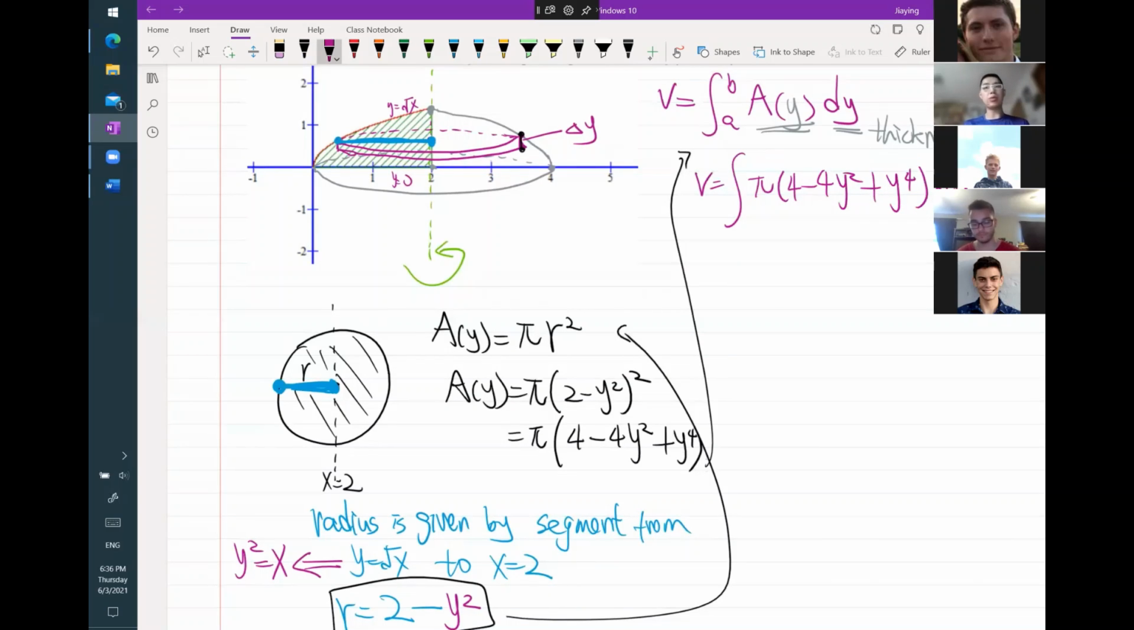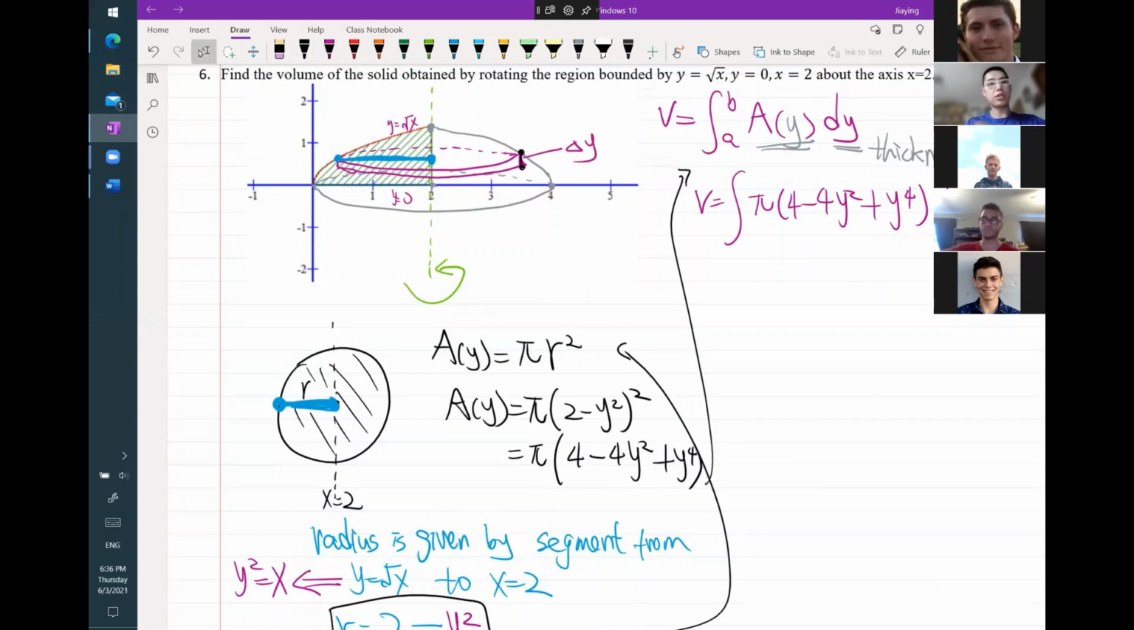And since we integrate with respect to y, we have to look for the boundaries of y values in the shaded region we began with. Looking just at the y values, the lowest y value is the x-axis, so that's y equals 0. That's the lowest y, and it goes all the way to this point, where x equals 2, so y equals square root of 2, because y equals square root of x. So the boundary is from 0 to square root of 2.